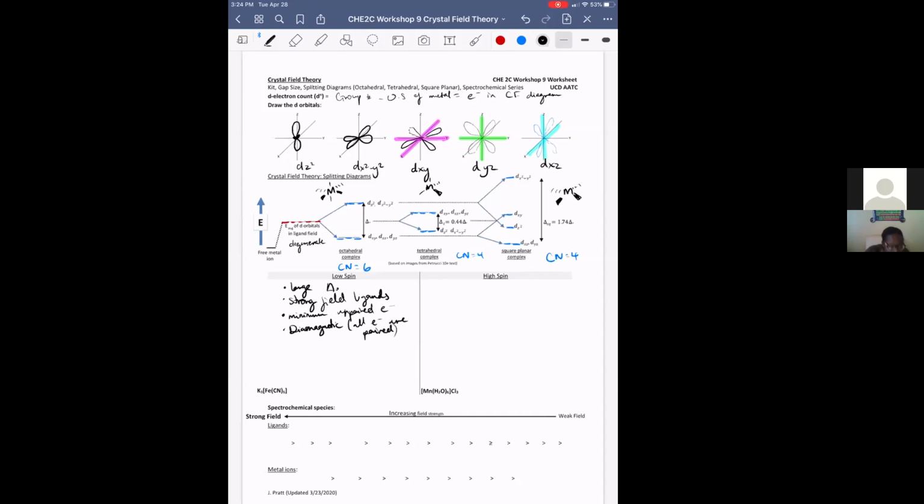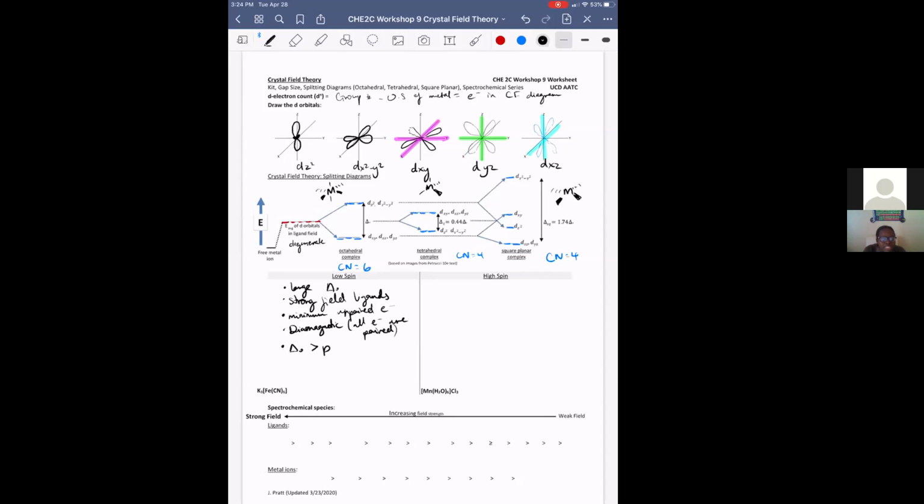And if we have a diamagnetic species, that means it's not attracted to a magnetic field. And then lastly, we can say that our octahedral splitting energy should be greater than the pairing energy. Right, so that's our low spin designation for ligands.